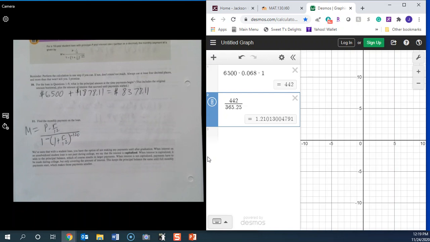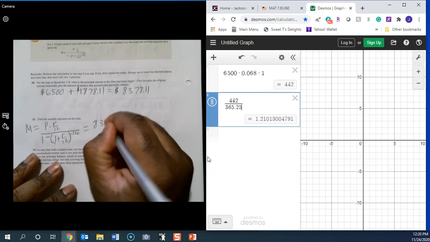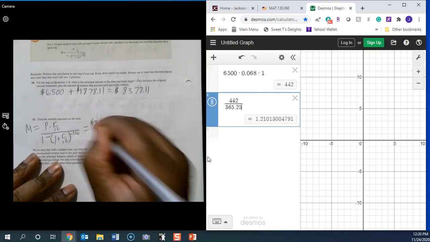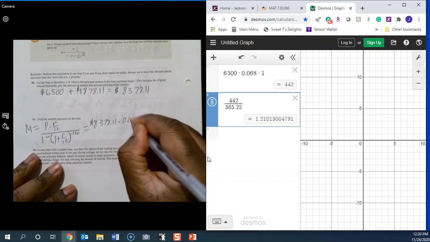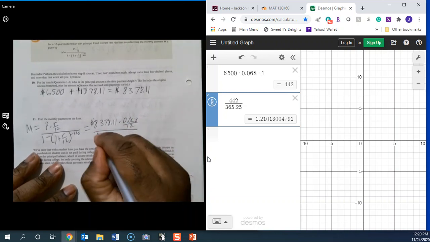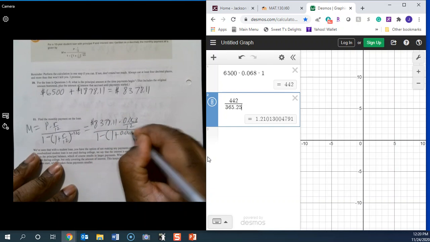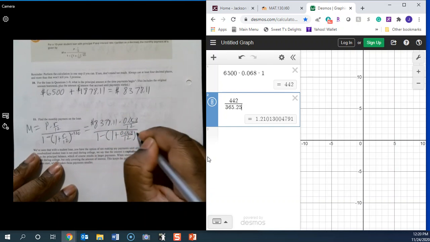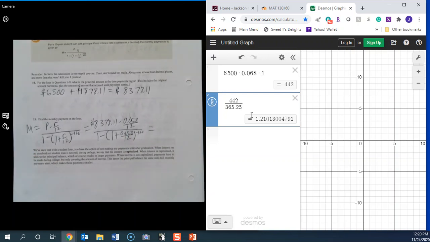All right, now we're going to do some substitution here. So the principal would be $8,378.11 times the rate is 0.068 over 12 divided by 1 minus 1 plus 0.068 all over 12 taken to the negative 120 power. Now we're going to put this in our calculator.